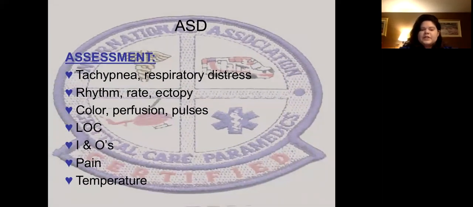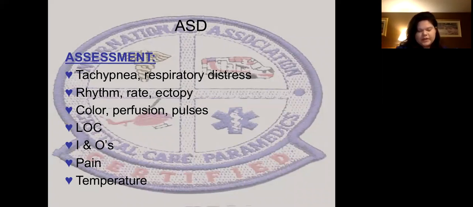The assessments you take are the same as any other congenital heart defect, or the same as any cardiovascular assessment that you're going to do on any patient every single time. You know, watch for respiratory distress. Note their rhythm, their rate, and any ectopy. Always make sure you get an EKG. That's very, very important. For those murmurs, monitor their LOC.